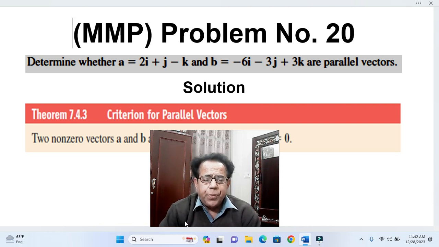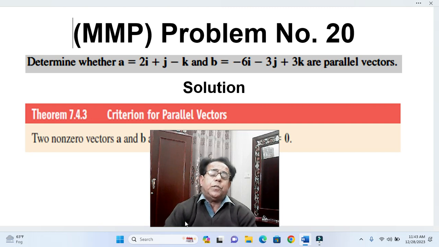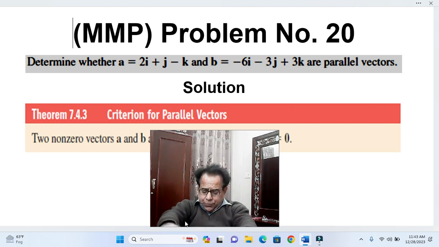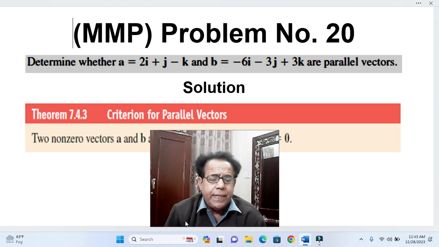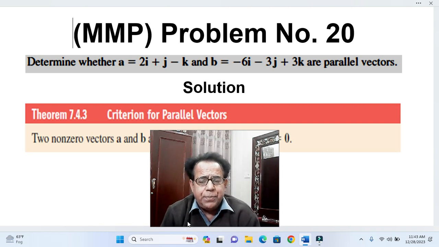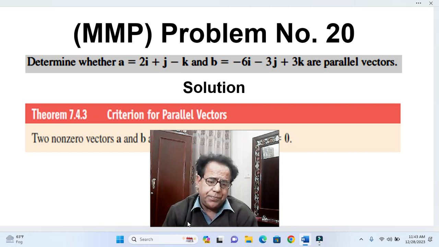Determine whether a equal to 2i plus j minus k and b equal to 6 minus 6i minus 3j plus 3k are parallel vectors. We have to find out, we have to decide whether vectors a and b, whose values are given, are parallel or not.